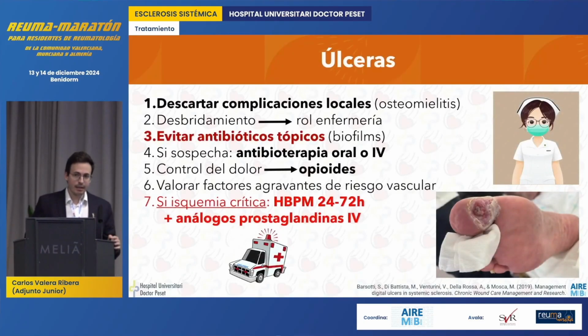Also, here, it's important to rule out local complications such as osteomyelitis. We must also not forget the role of nursing care. It is indicated in infected ulcers that do not respond to debridement, specifically not enzymatic debridement, but surgical debridement.